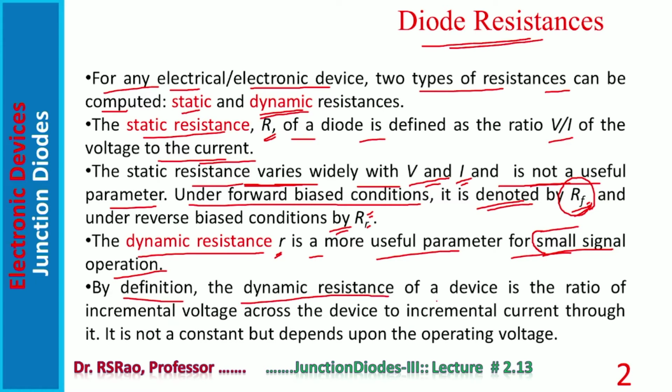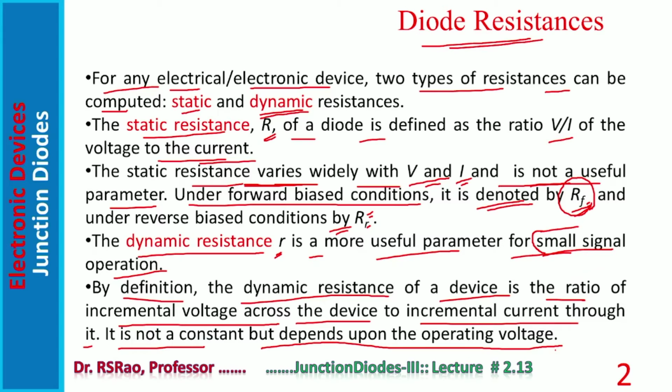By definition, the dynamic resistance of a device is the ratio of incremental voltage across the device to incremental current through it. It is not a constant, but it depends upon the operating voltage. When it comes to variation with the operating voltage, dynamic resistance is no better than static resistance. On that count, both are in the same disadvantaged position. Now, a few points regarding dynamic resistance of a device. It is the ratio of incremental voltage across the device to incremental current through it.